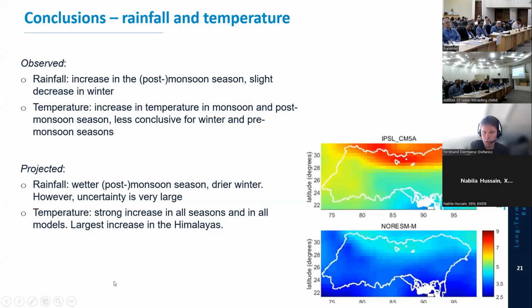And with temperature, we see a very strong increase in all seasons and in all models. So in that sense, there is consistency, even though there is quite some uncertainty. And the largest increase in temperature is projected in the Himalayas. The plots on the right show an example of two different models where you see the increase in the Himalayas is largest, but also again, the differences between the models are quite substantial.